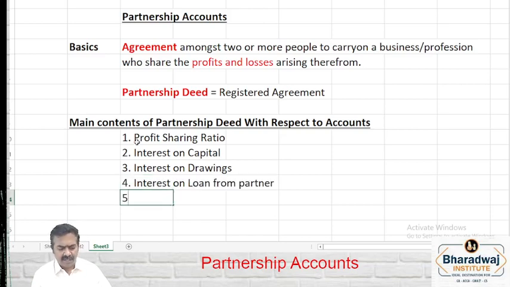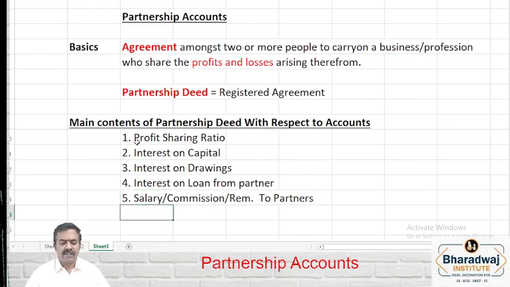Then, some partners will take care of the business, we call them working partners. What is the salary or commission payable to the working partner? You can call this remuneration to partners. These are the main contents with respect to preparation of accounts. The partnership deed will have profit sharing ratio, interest on capital, interest on drawings, interest on loan from the partner, and salary or commission to the partner.